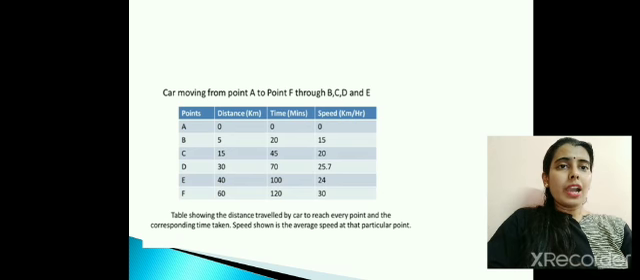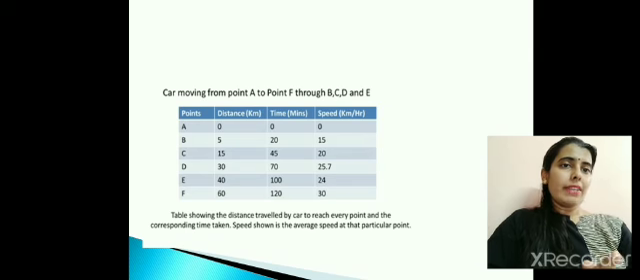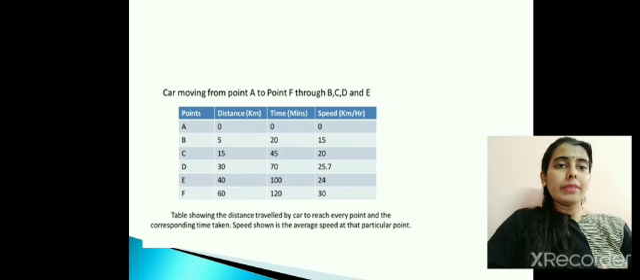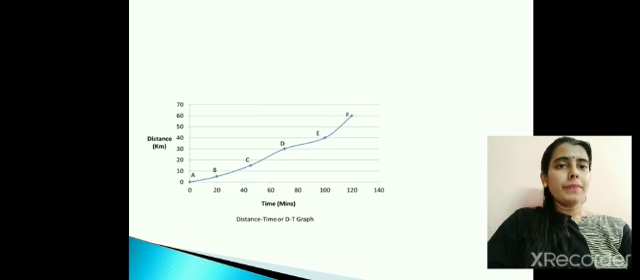Like here, a car is moving from point A to F through B, C, D, E. They have given you the data: the distance is given, the time taken is given, and they have calculated the speed. By observing the speed, you can find that the car was continuously changing its speed. It is sometimes increasing and sometimes decreasing. That means the object is moving with non-uniform motion. The graph we have obtained is somewhat like this.